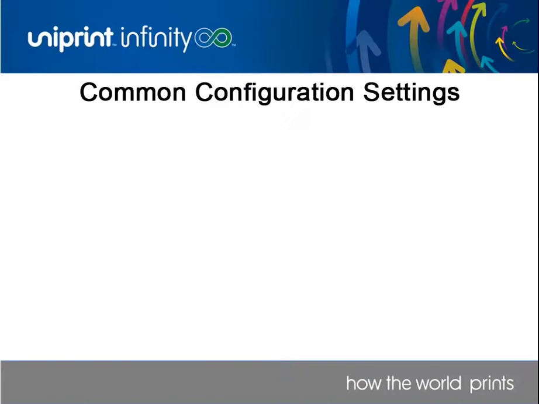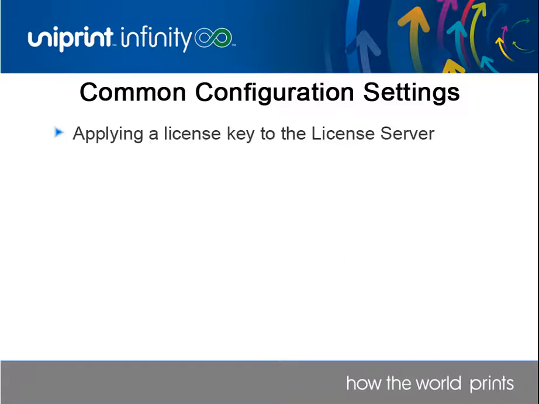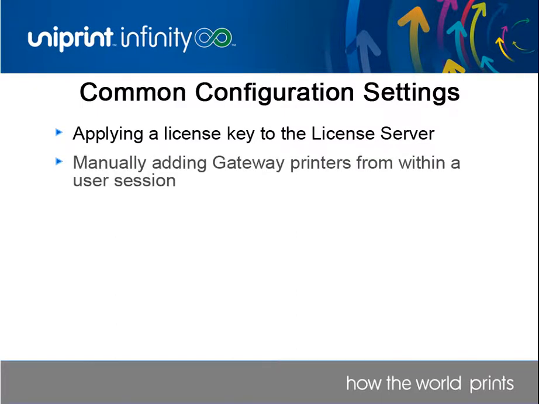In this video, we'll go through some common settings for UniPrint Infinity in a thin client or a combination thin and thick client environment. First, we'll apply a license key to the license server, which was installed on the UniPrint bridge. Next, we'll manually add a couple of gateway printers in a user session. This is necessary if PrintPal is not deployed. A separate video on PrintPal will also be available for viewing.